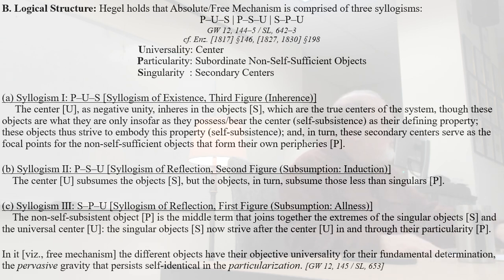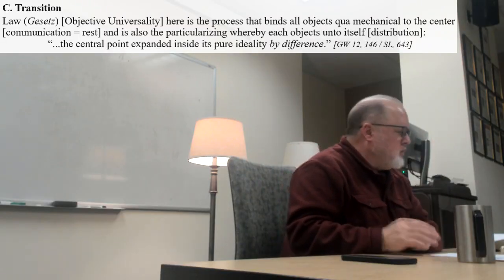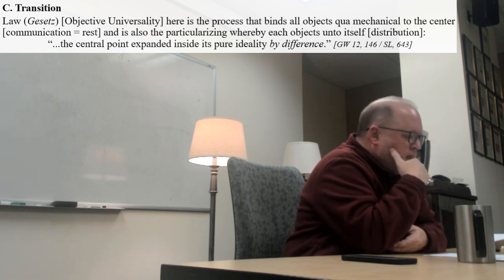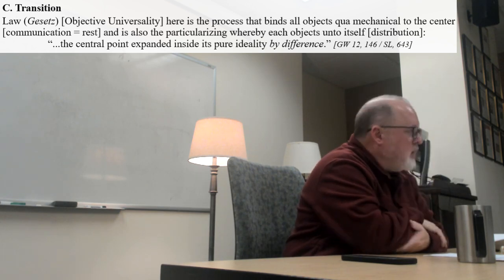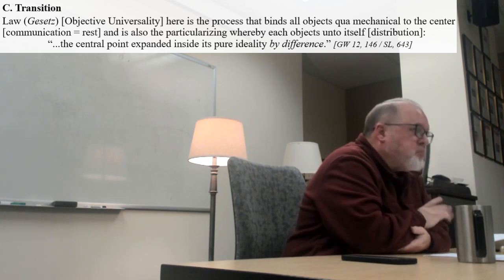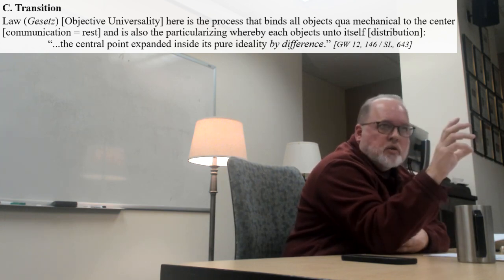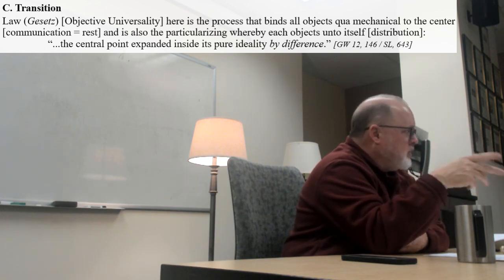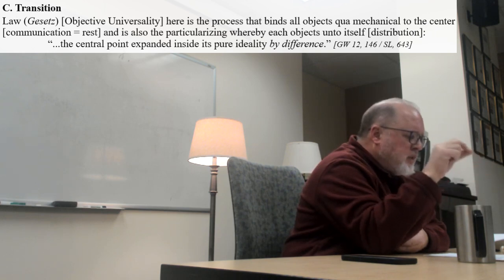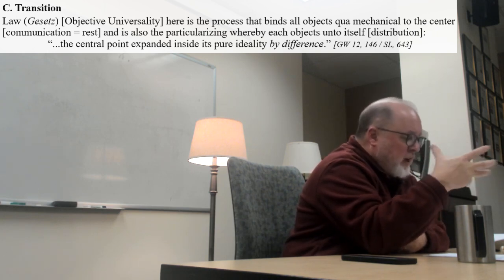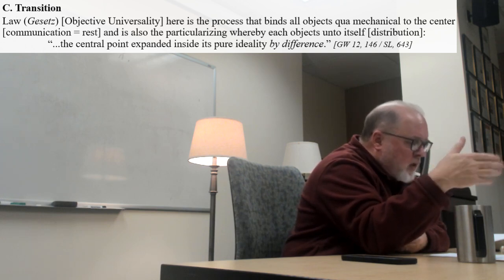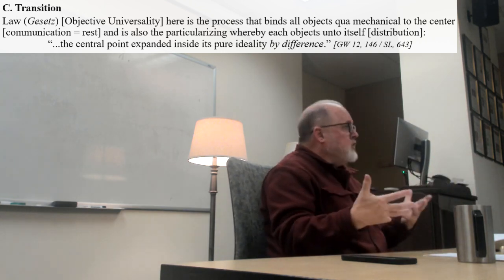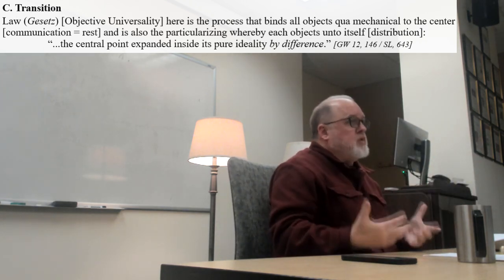Now, the key moment is that last one I already mentioned. This is on the discussion of transition, and what he says about law there. Law is objective universality, which is concrete universality. He says here is the process. So law denotes a process, not a rule, not a principle that stands outside of the mechanistic relations and processes going on there, but a law that's endemic to it. It's the process that binds all objects qua mechanical to the center, to communication and rest, and is also the particularizing whereby each object stands in itself. It's the law of communication and distribution. It's the law that governs that wherever there is communication, there will be distribution, and wherever there's distribution, there will be communication.